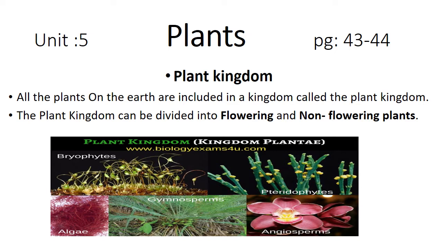Basically, if you look at this picture, whether you have angiosperms, gymnosperms, algae, whatever plant is present on the earth, all the plants are included in a group that is known as plant kingdom. Plant kingdom is basically divided into two groups: one is flowering plants and the second one is non-flowering plants. I am going to explain flowering plants and non-flowering plants in detail.